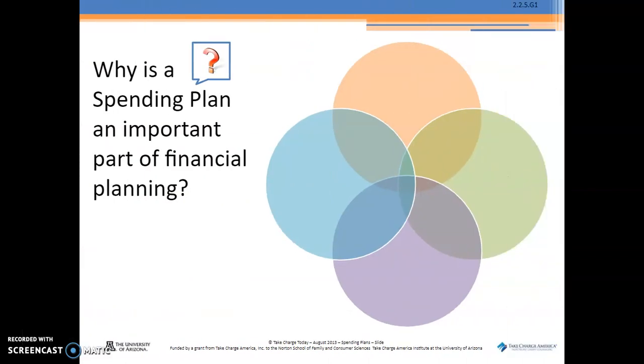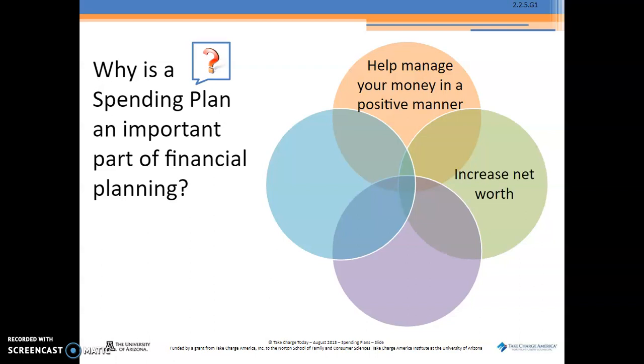Why is a spending plan an important part of financial planning? Well, being able to allocate your financial resources accordingly in order to establish financial freedom is very important to many of us. So it's going to help you manage your money in a positive manner, which means it's going to be productive. It's going to help increase your net worth, the amount that you are worth based off of the amount of finances that you have in your possession. Assets, cash, bank accounts, retirement plans, all of that stuff is going to factor into your net worth. It helps you set and reach goals.